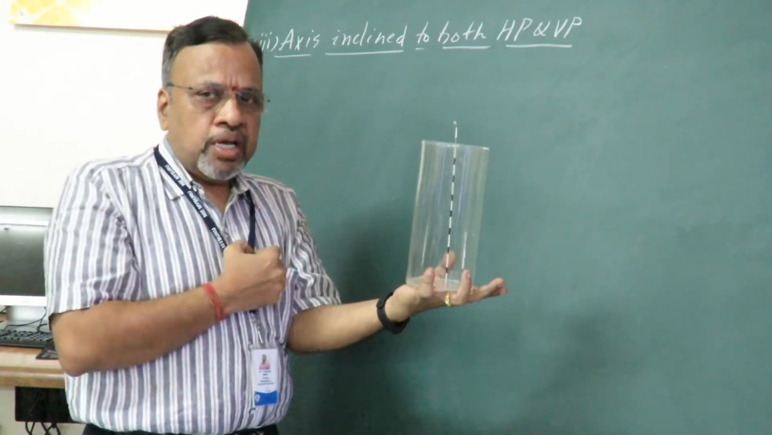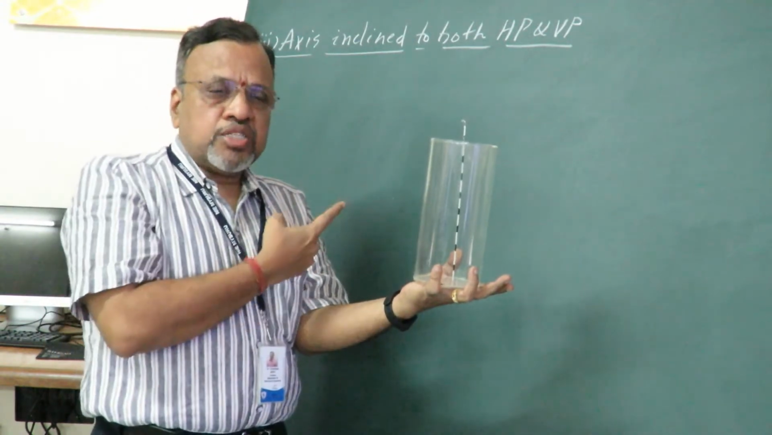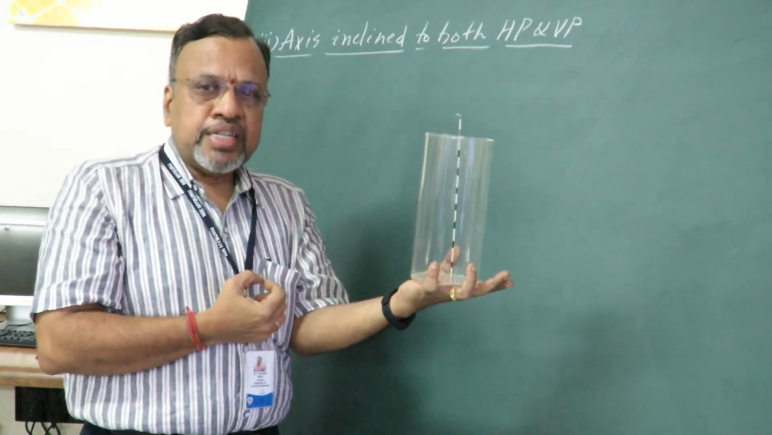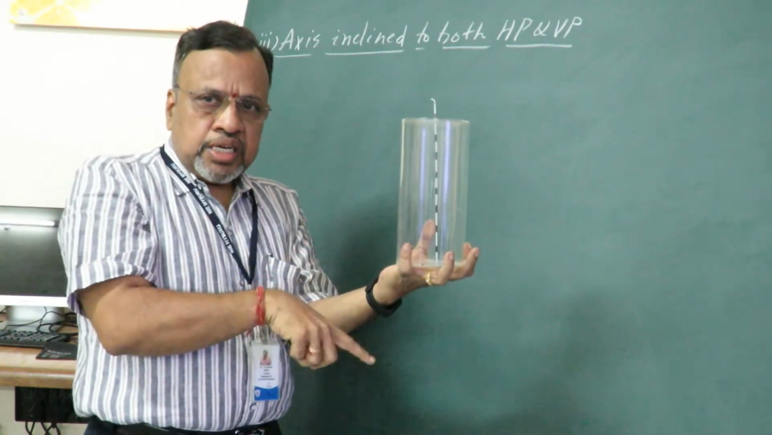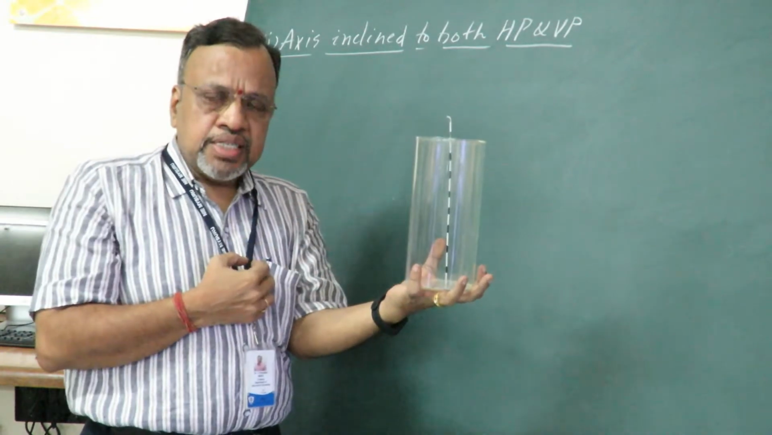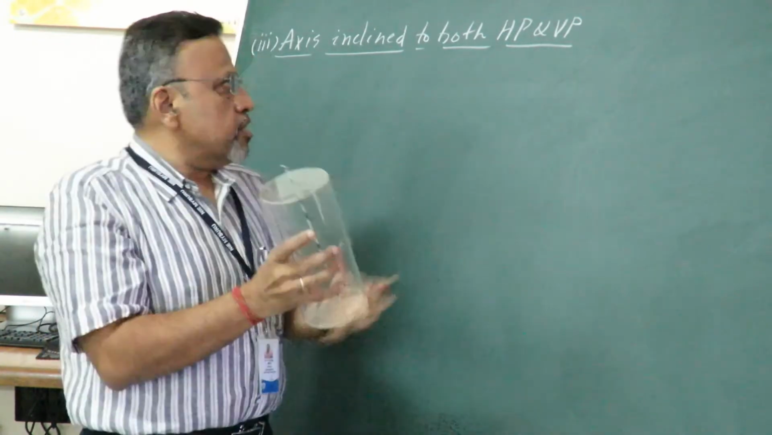If I have a sphere, both top view as well as front view, it will be seen as circles. But in the case of cylinders, if in one view it is seen as a circle, in the other view it will be seen as a rectangle. Okay. Now let us do a problem.